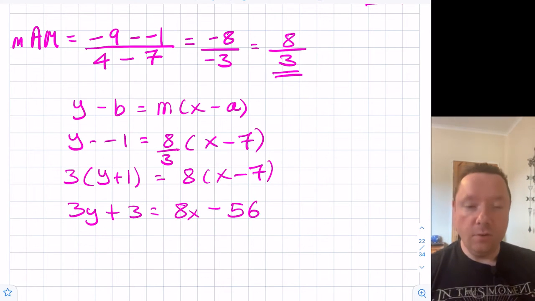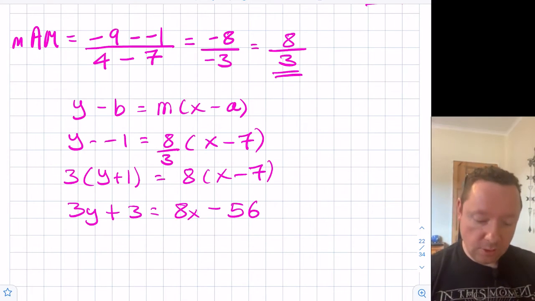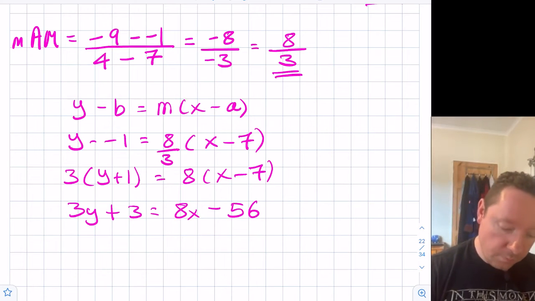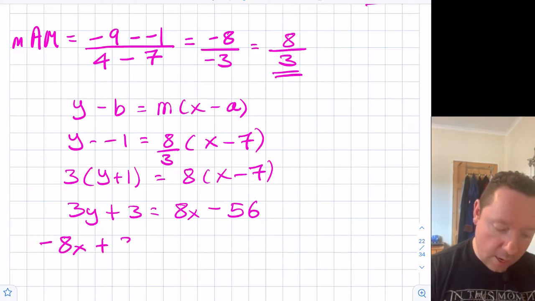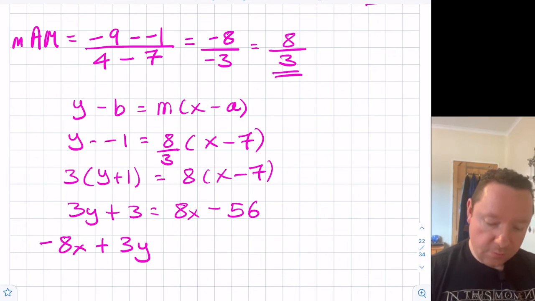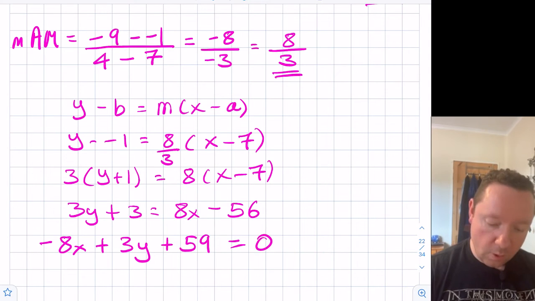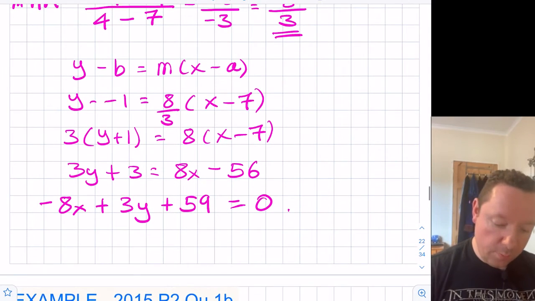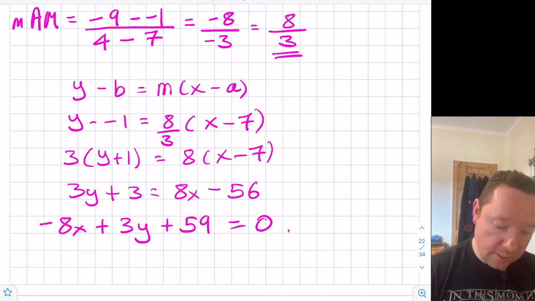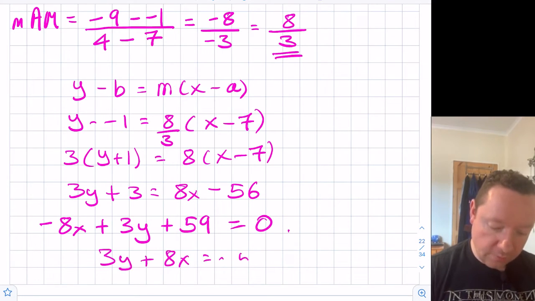I'll just take everything over to the left-hand side in this case and make it equal to 0. So I've got minus 8x plus 3y. 3 plus 56 is 59, and that equals 0. So that's one form you could leave it in. Or if you preferred another form, you could have said that 3y plus 8x equals minus 59.